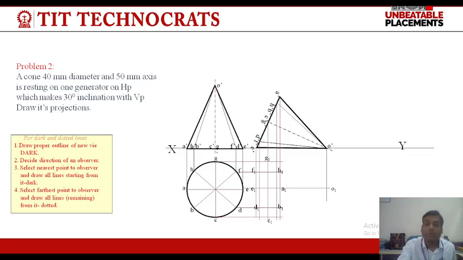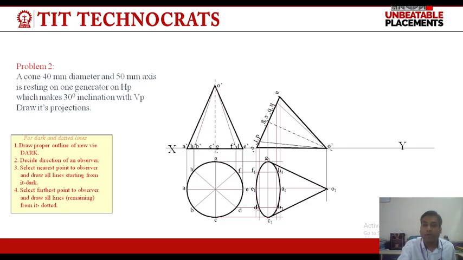And from point O, we will draw a tangential line to join this ellipse. So this is the final top view of a cone when it is resting in HP on its slant edge. Again, it is given that the axis of the cone is inclined at 30 degree to the VP.